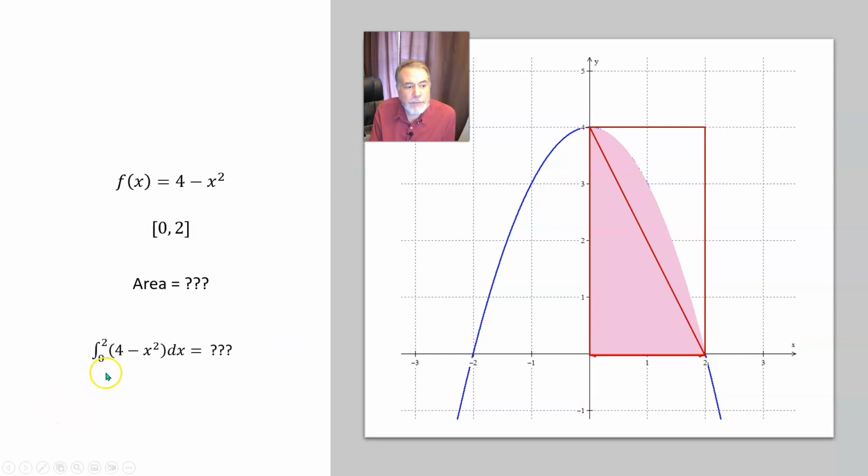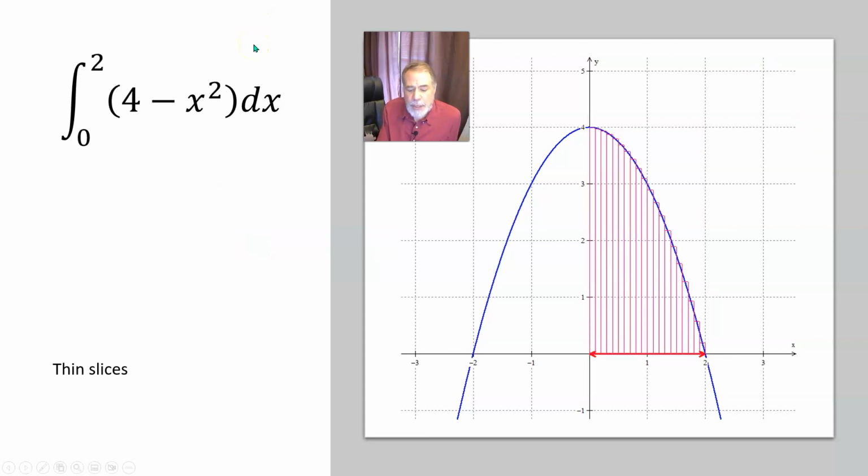So the integral from 0 to 2 of 4 minus x squared dx would be whatever that area is. And like we just said, we don't know exactly what it is, but it's somewhere greater than 4 and less than 8.